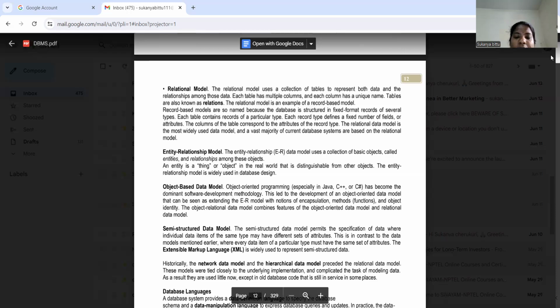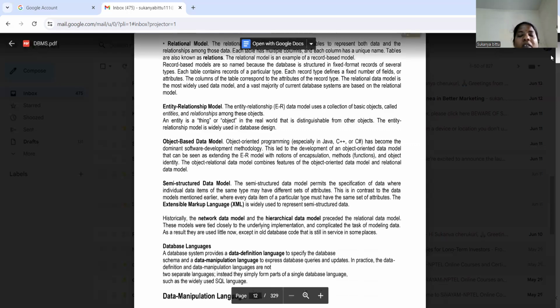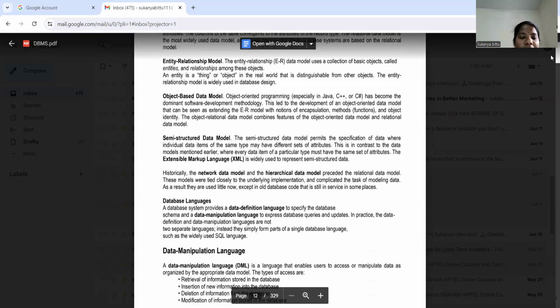Object-based data model. Object-oriented programming like Java, C, C++ has become the dominant software development methodology. And the semi-structured data model permits the specification of data where individual data items may have different attributes. The semi-structured data model and extensible markup language XML are widely used to represent semi-structured data.